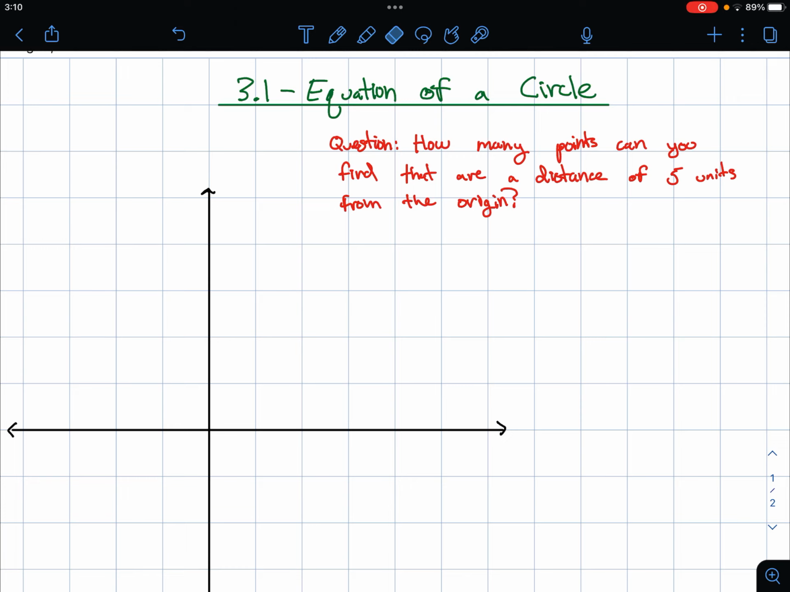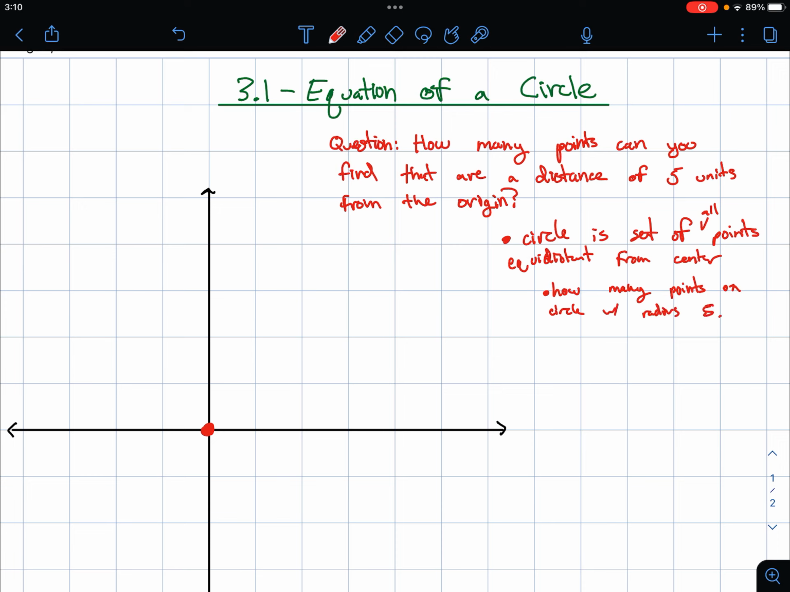And if you recall from geometry, a circle is the set of all possible points that are equidistant from some given center. So if we're choosing our origin and we want to know all possible points that are 5 units away, this is analogous to saying how many points on a circle can you find? I'm going to write that down. How many points on the circle with a radius of 5 can you find?